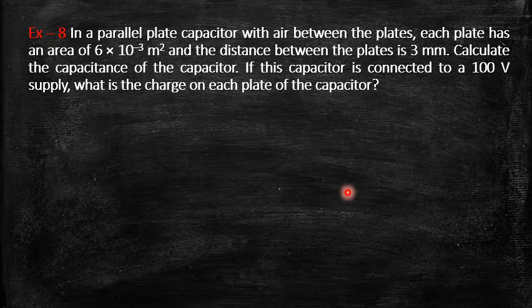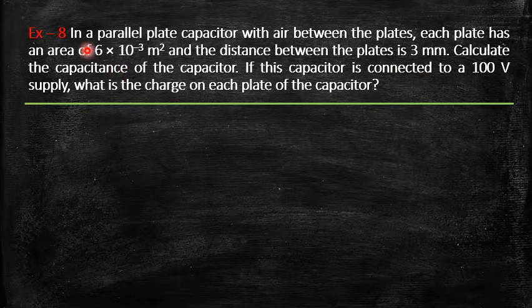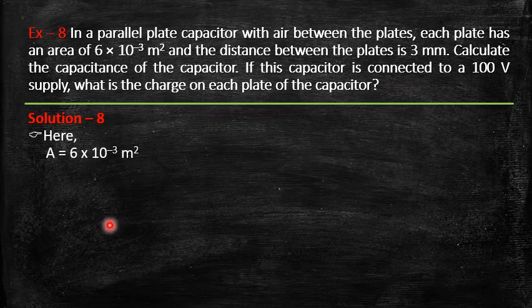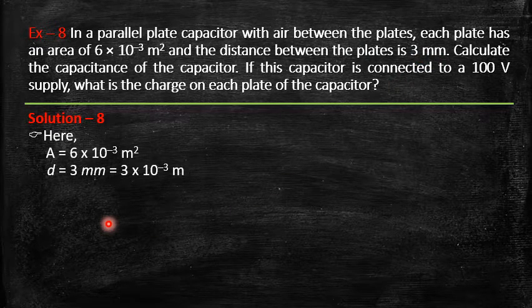Start with the data collection, and give a proper symbol to the numerical values given. That will help us recall the formula. So what symbol should we give to the quantity 6 into 10 raised to minus 3? Area, so A. 3 mm is distance, so small d, and that is 3 into 10 raised to minus 3 meter. It's preferable to convert into standard units right here. And then we are given voltage also.